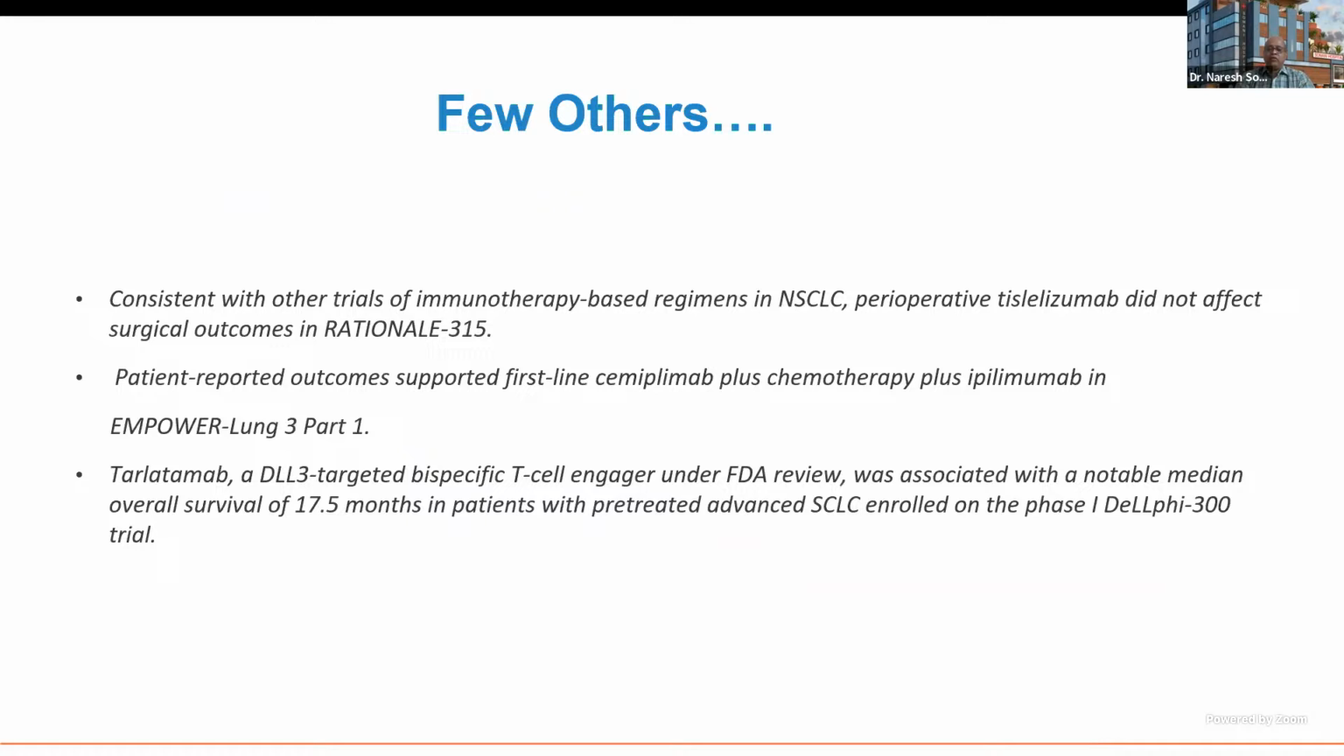Now, a few others. In the constraint of time, I would just like to say that, consistent with many other immunotherapy trials, perioperative tislelizumab also showed results in the RATIONALE 315 trial. The patient-reported outcome supported first-line cemiplimab, which is not available in India, plus chemotherapy plus ipilimumab, that is, IO plus doublet chemotherapy, in the EMPOWER-Lung 3 Part 1 trial, which also supported its outcome.